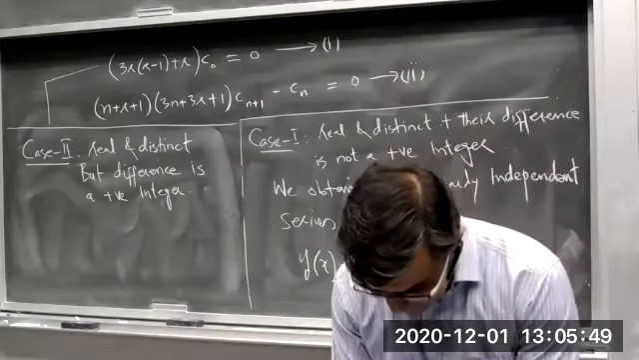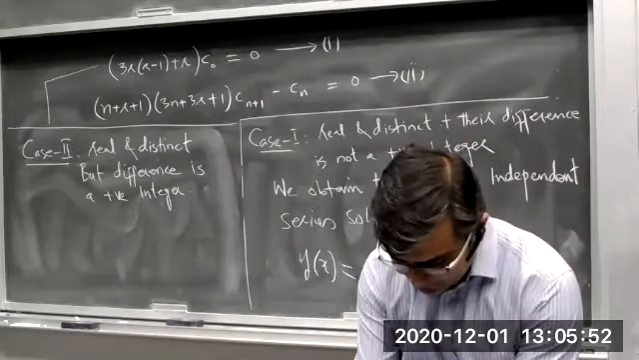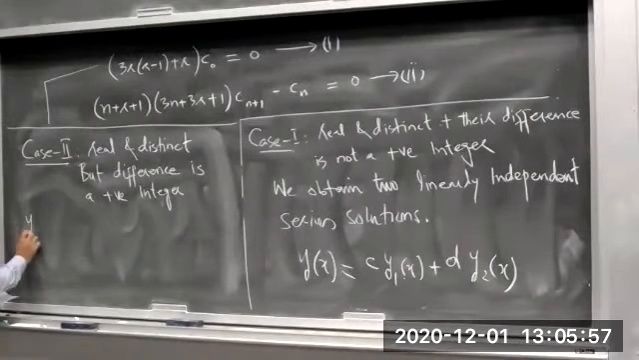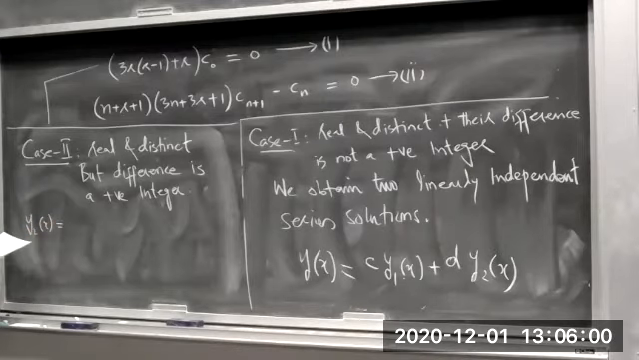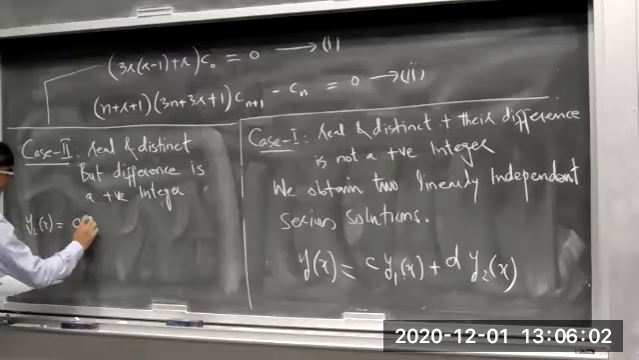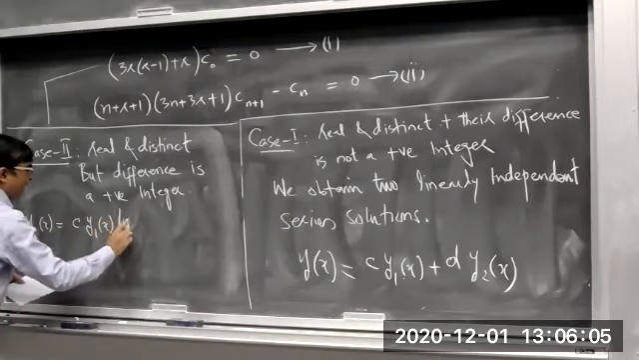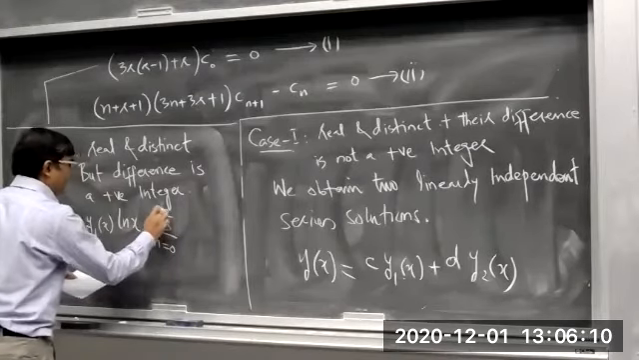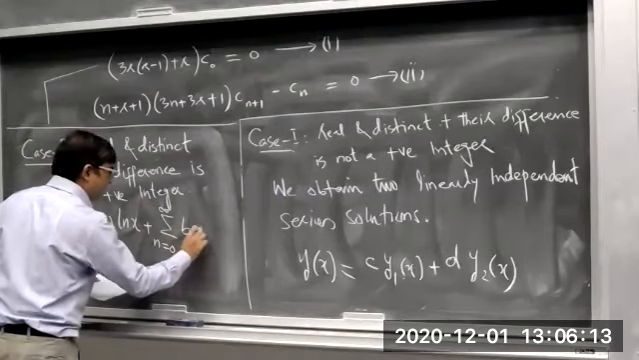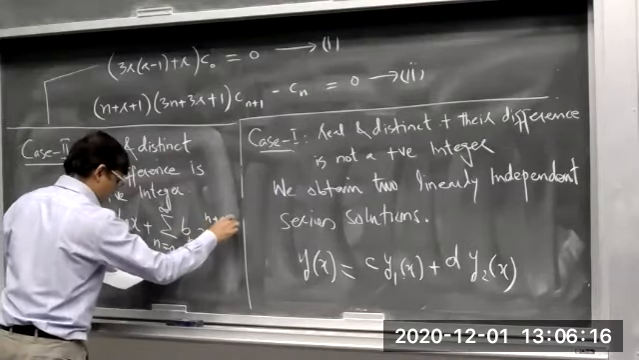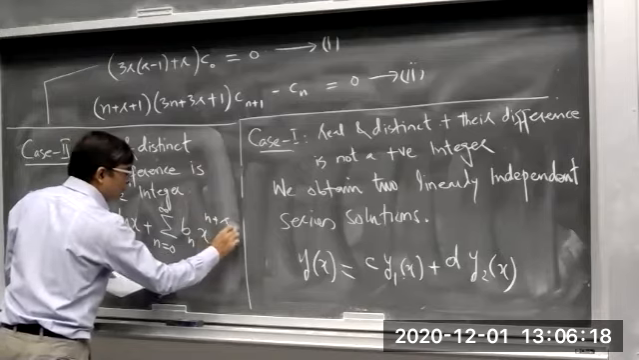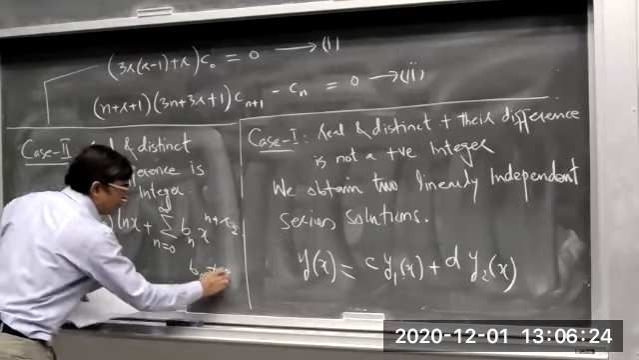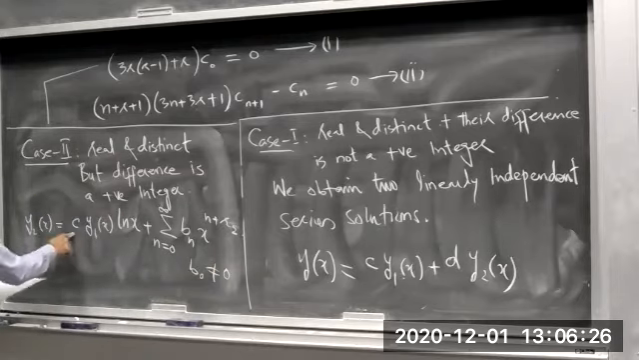What we do in this case: there is a theorem, and we can find the second series in this form: a constant c times y1 of x times ln of x plus summation n from 0 to infinity b_n x power n plus r2, where b naught is not equal to 0, and c is a constant.